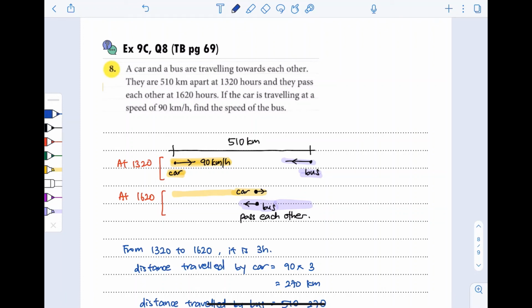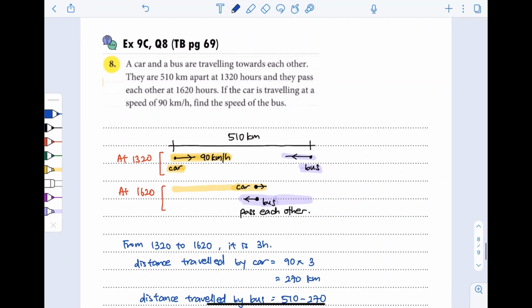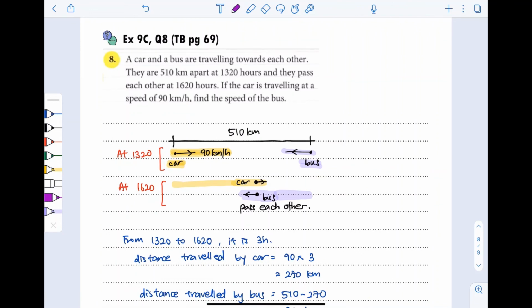I like to illustrate my questions into diagrams so that I can visualize what's happening in the question. I'm not sure whether you like the same approach that I'm doing. In this case, we notice that the car, indicated in yellow, and the bus, indicated in purple, are at opposite ends of my journey of 510 kilometers. And this is at 1320 time. At 1620 hours, we notice that they pass each other. So this is what I'm trying to indicate here, that they actually meet at a certain point.